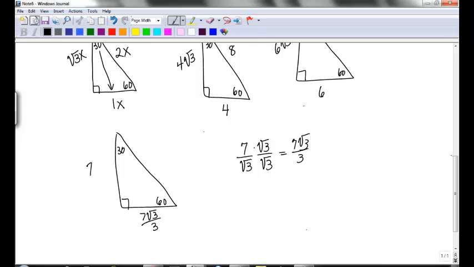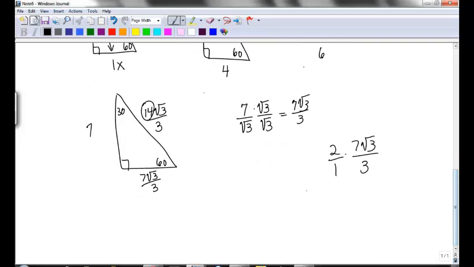7 radical 3 over 3. The hypotenuse is twice that. When you multiply by 2, multiply by 2 over 1. So is that changing the denominator? No. So it's just going to be 14 radical 3 over 3. All it's going to do is change this number, right? Because you're multiplying by 2 over 1. You're not changing that bottom at all, right? Okay. Now I'm going to change this. Everybody done with that one? Okay.